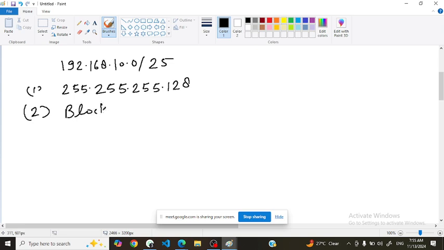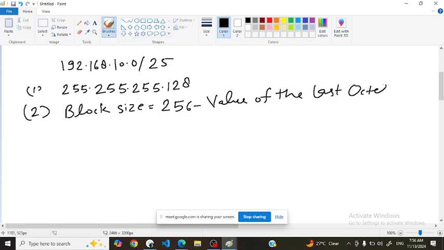Block size. What is the formula of the block size? 256 minus 128. That is 256 minus the subnet mask value of the last octet, the last octet in which the one is present.